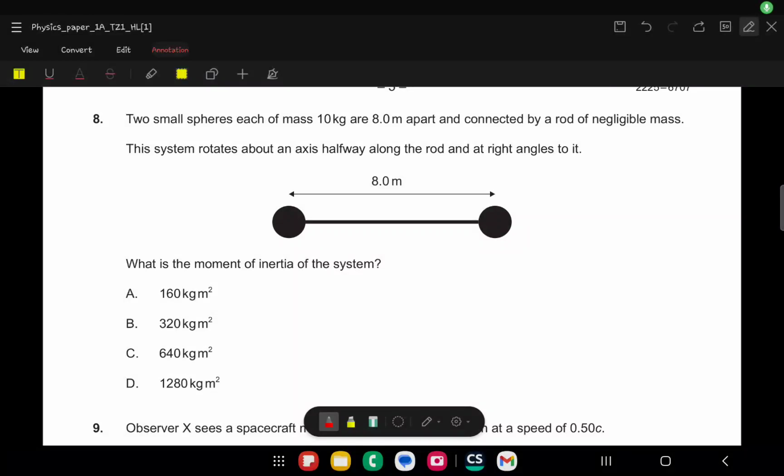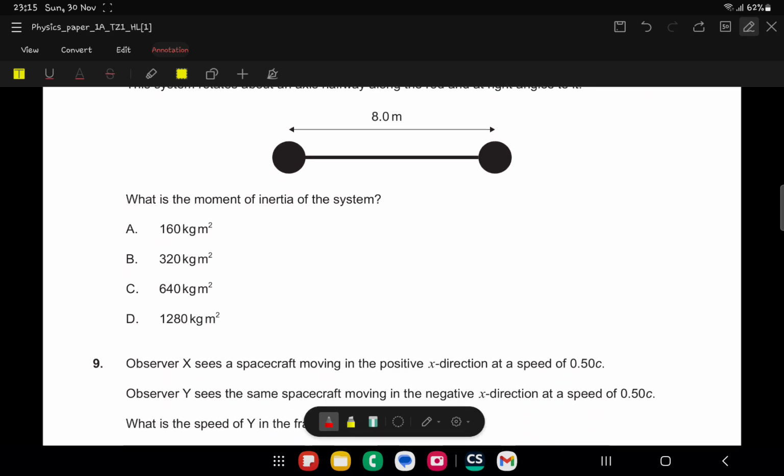Question number 8. Two small spheres, each of mass 10 kg, are 8.0 meters apart and connected by a rod of negligible mass. This system rotates about an axis halfway along the rod and at right angles to it. The question is asking us, what is the moment of inertia of the system?